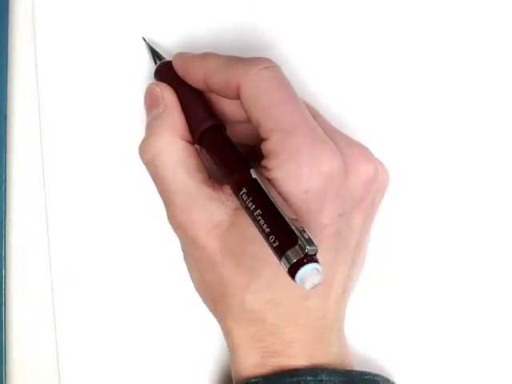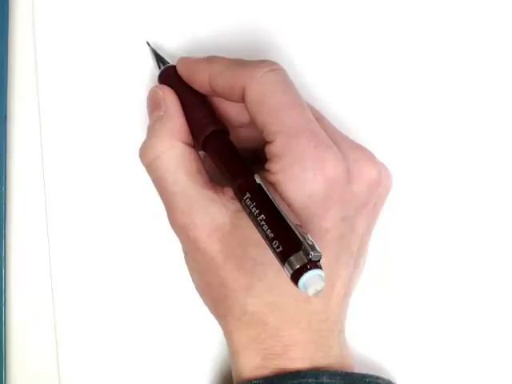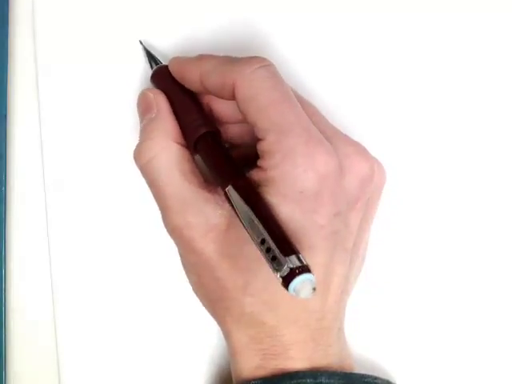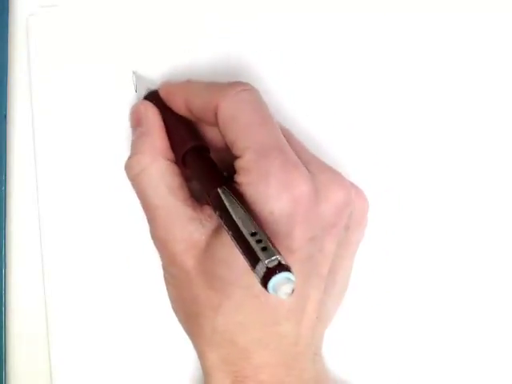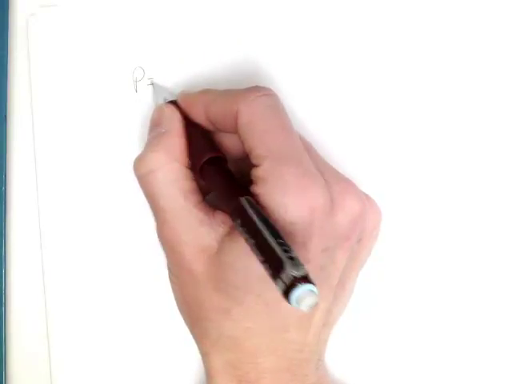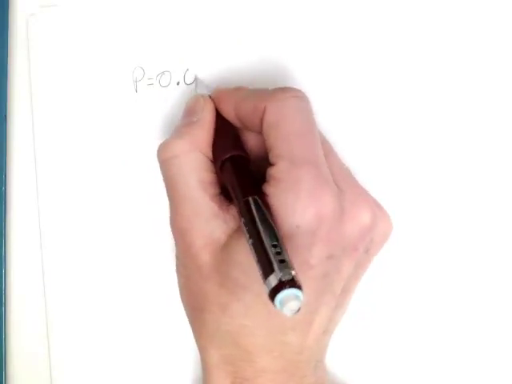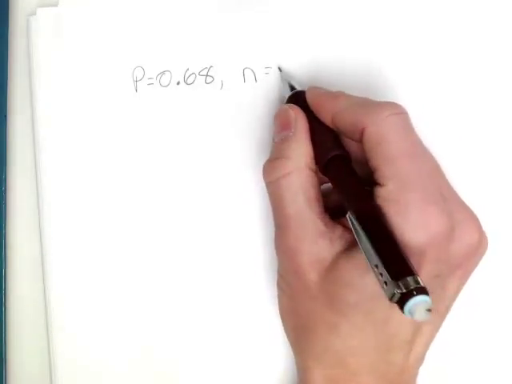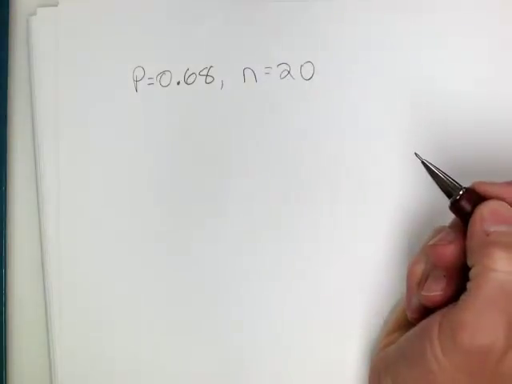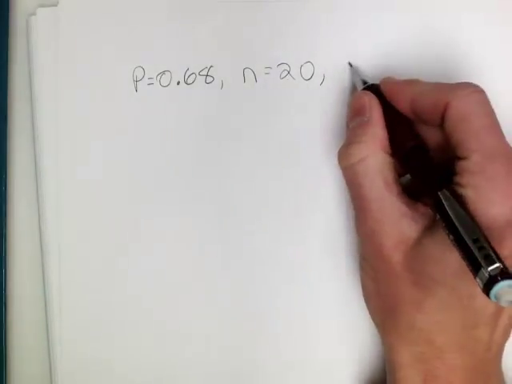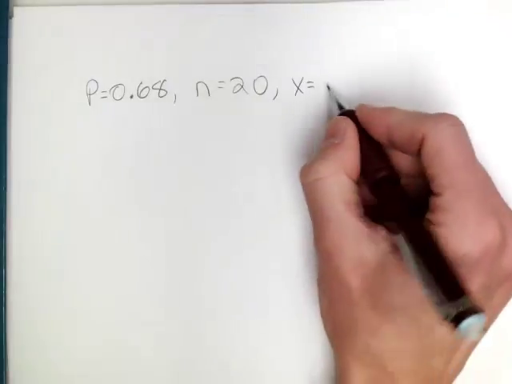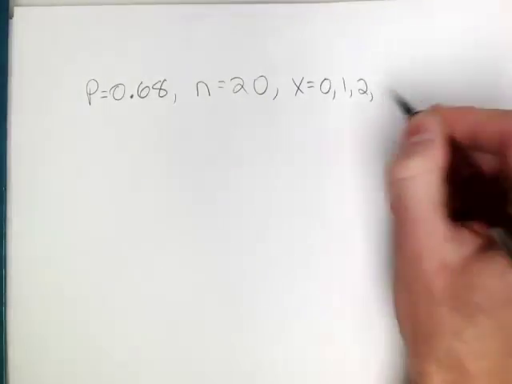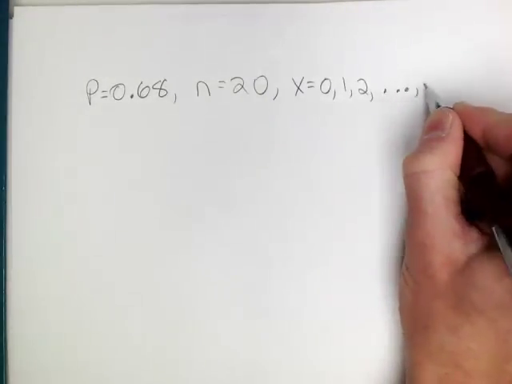So let's go ahead and write down what's given in this problem. We're told that 68% would consider a car brand despite the safety recalls. So P in this problem is going to be 0.68. That's the probability of success in a single trial. N is equal to 20 because you're randomly selecting 20 adults. And X is going to take on the value 0, 1, 2, and so on up through 20.